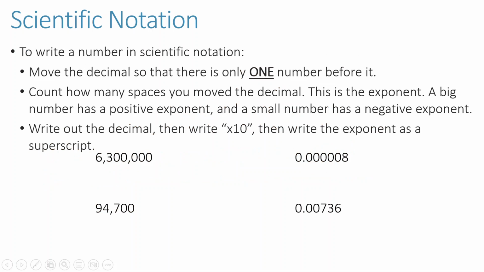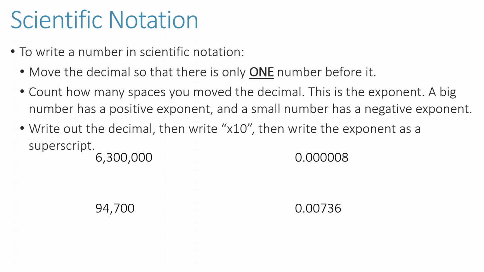To write a number in scientific notation, you're going to move the decimal until there is only one non-zero number in front of it. You're going to count how many spaces you moved the decimal. This will be the exponent. A big number has a positive exponent, while a small number is going to have a negative exponent. And when I say small, I mean less than 1.